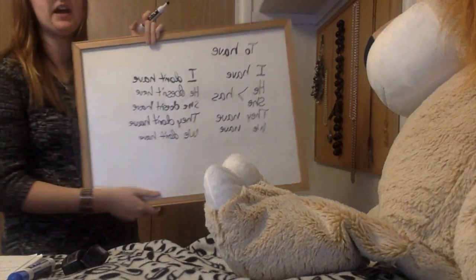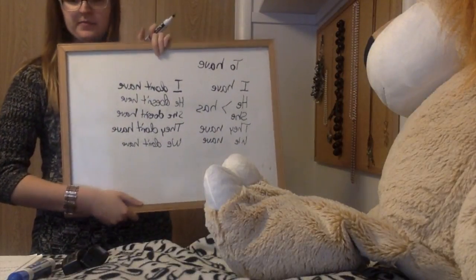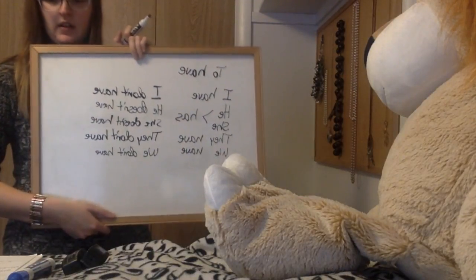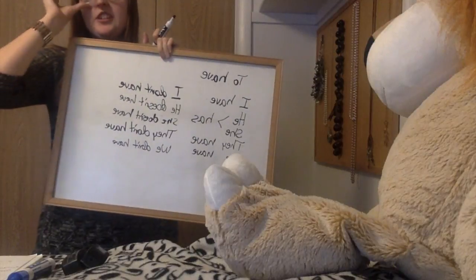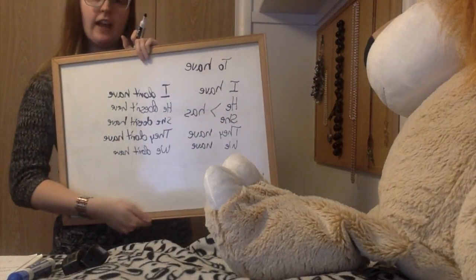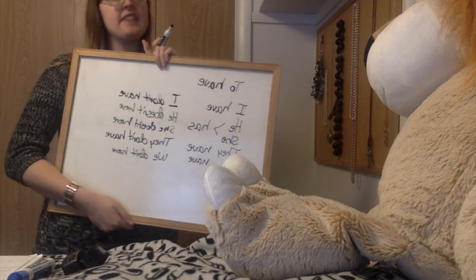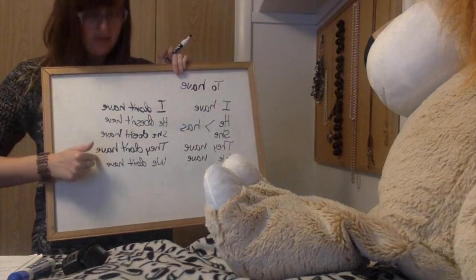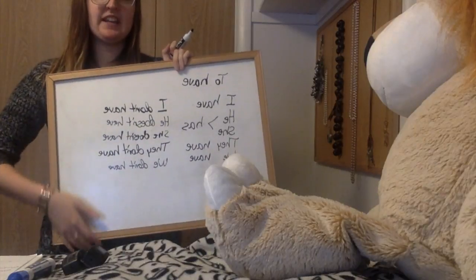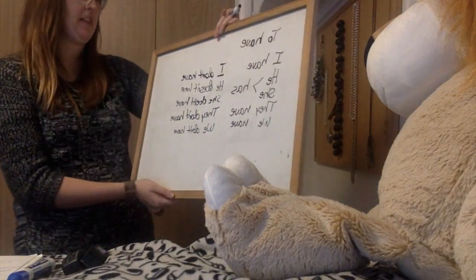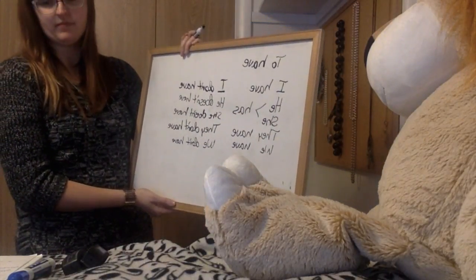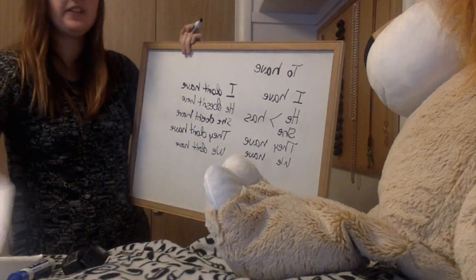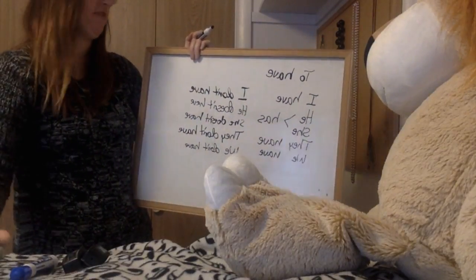And so if we're talking about he or she doesn't have, an example would be: she doesn't have a flag, he doesn't have books. So it's still using that word have, but it's making it a more negative sentence in the present tense. Does anyone have any questions about what we just went over?